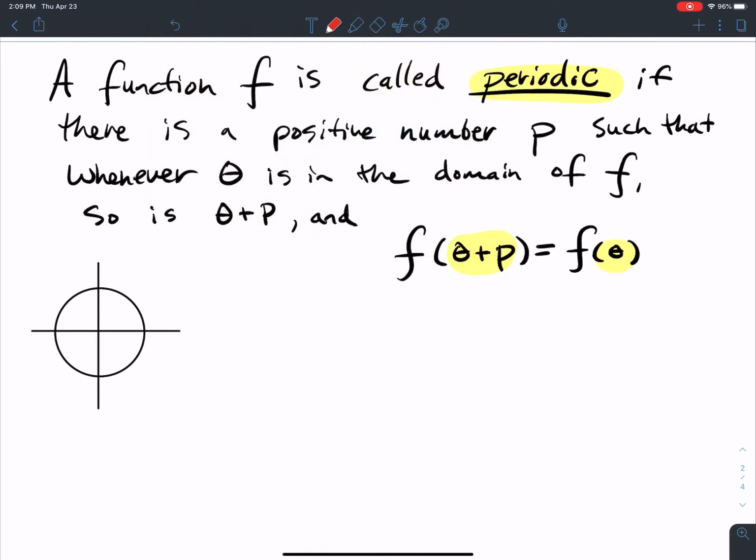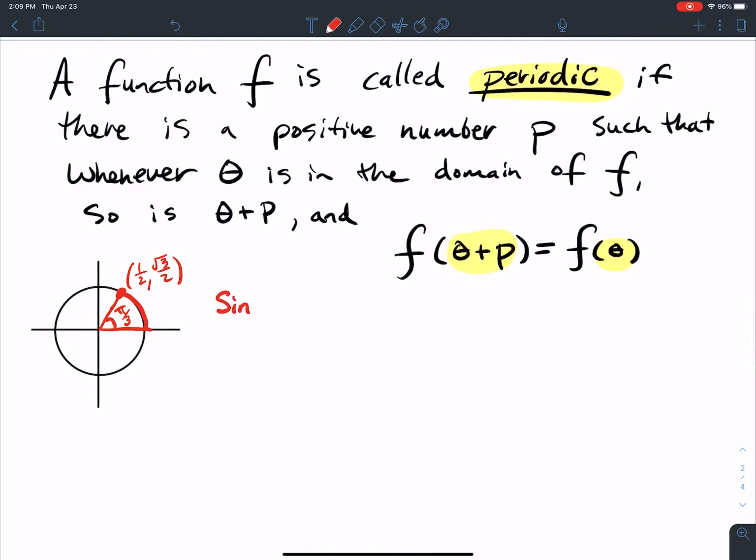Okay. And so we're going to do a point. We're going to go around to about right here. And this is 1/2, square root 3 over 2. So that angle theta here looks like pi over 3. If I do the sine of pi over 3, the sine value, that's the y value, that's square root 3 over 2 for the unit circle, right?